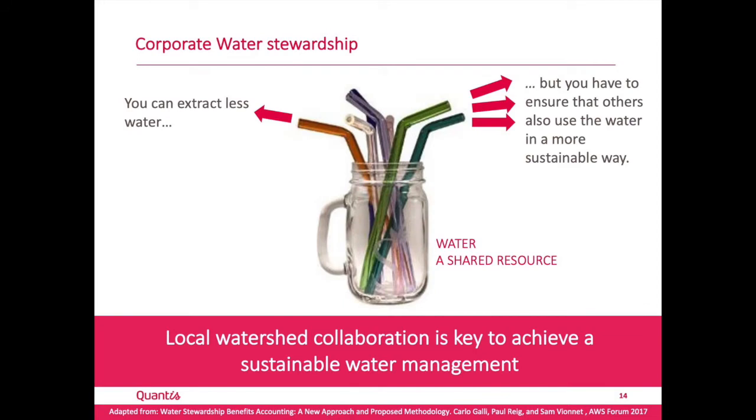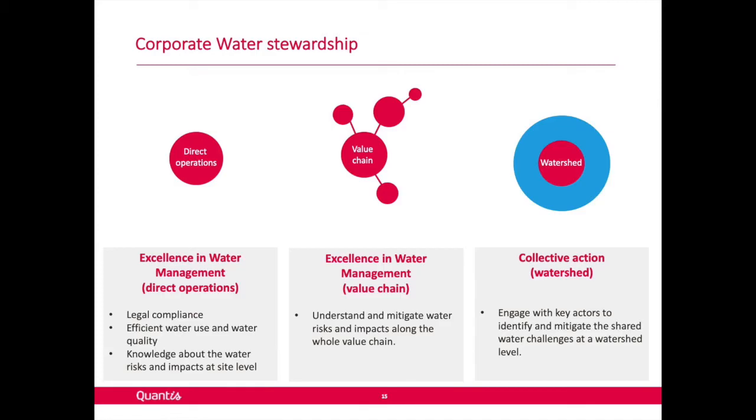Even if companies achieve excellence in managing the water resource at their own operation, they will still be affected by the neighboring operations surrounding them. Water is a shared resource, and only with watershed collaboration can sustainable water management be achieved in the long run. That's why it's important to take an extra step, go beyond the factory gate, and collaborate on a watershed level.